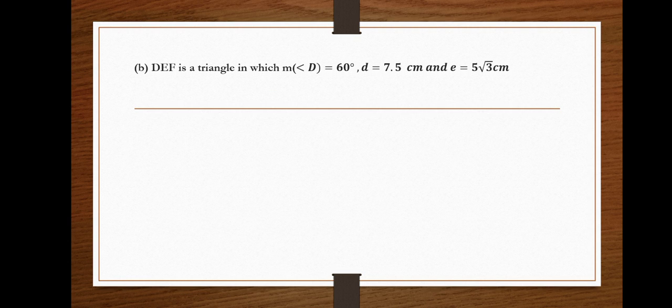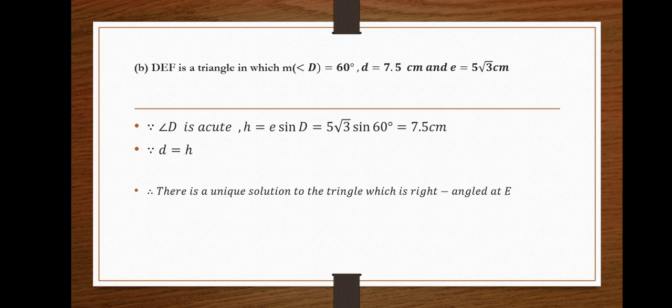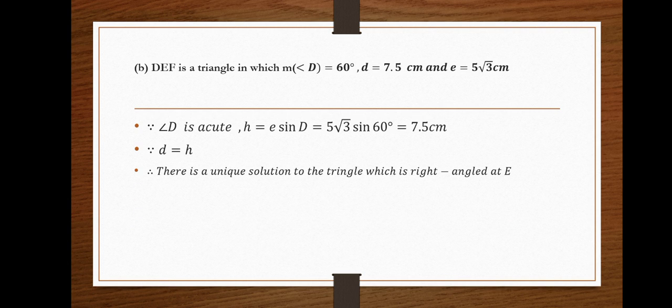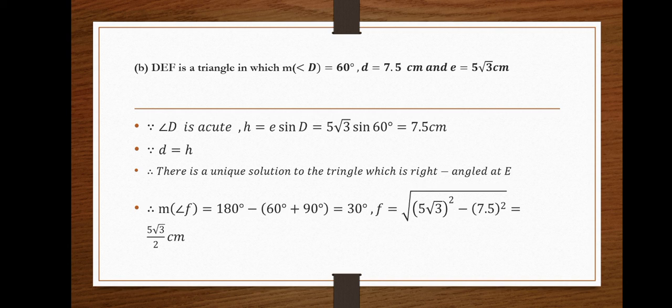B. DEF is a triangle in which the measure of angle D equals 60, d equals 7.5 centimeters and e equals 5 root 3 centimeters. لأن عندي هنا angle دي طبعا acute angle, which equals: e sin D equals 5 root 3 sin 60, هتبقى equals 7.5 centimeters. يبقى d equals h here, since there is a unique solution of the triangle, which is right-angled at E. Measure of angle F equals 180 minus (60 plus 90), تطلع 30 degrees. f equals the square root of (5 root 3)^2 minus 7.5^2, تطلع بعد الكالكوليتر 5 root 3 over 2 centimeters.